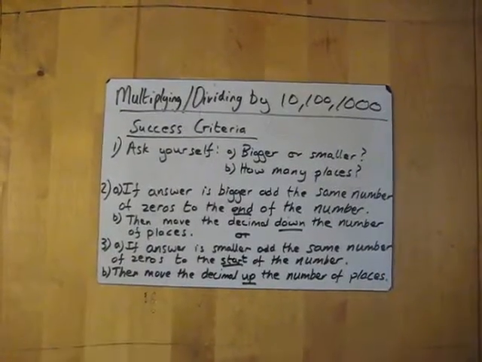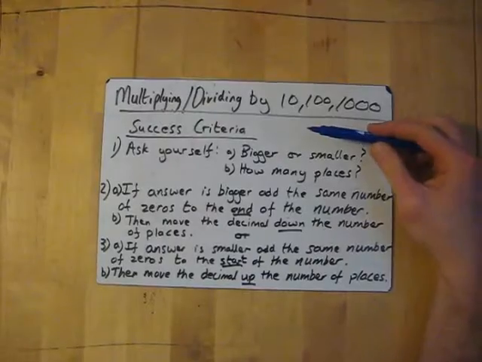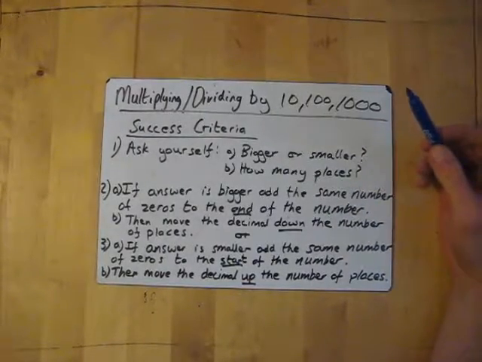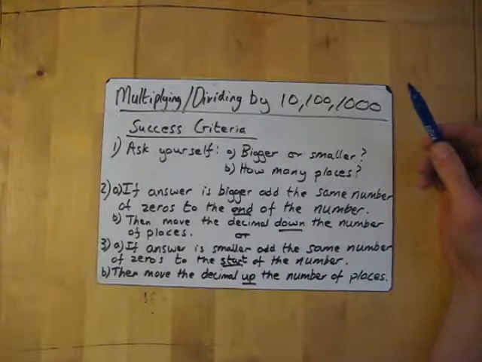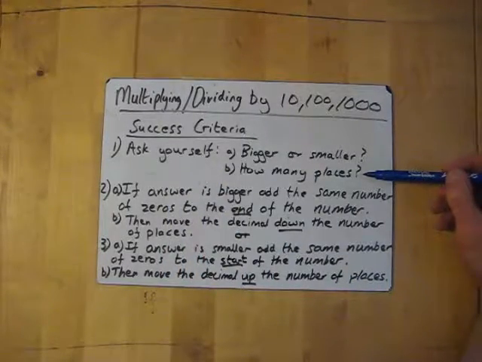Right, so we're going to have a look at multiplying and dividing by 10, 100 and 1000. So success criteria for this, it looks like a lot but it's very straightforward and you'll figure out what's going on quite quickly when I show you. So ask yourself the two questions: bigger or smaller, how many places?